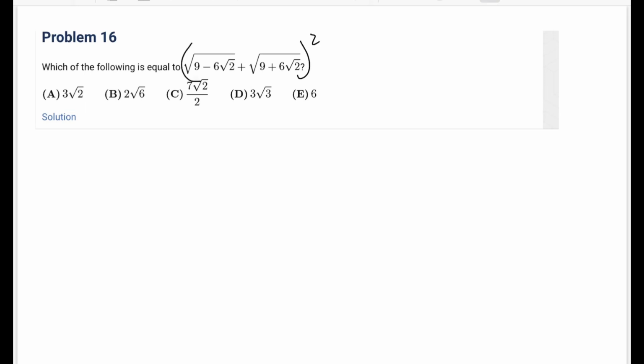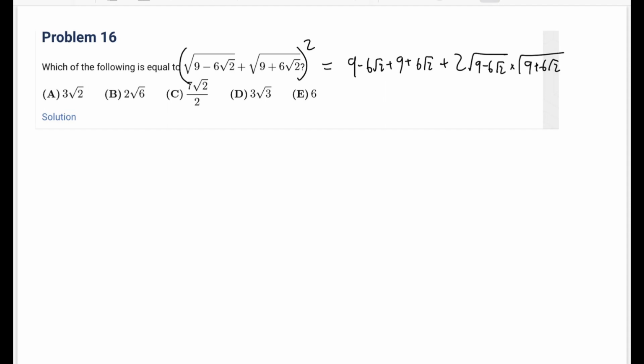If we just square this, then this squared would equal 9 minus 6 root 2 plus 9 plus 6 root 2, and then plus 2 times root of 9 minus 6 root 2 times root of 9 plus 6 root 2. This equals, these are gone, this is 18. 18 plus 2 times the root of 9 minus 6 root 2 times 9 plus 6 root 2. This would be 2 times root, and then you multiply these together.